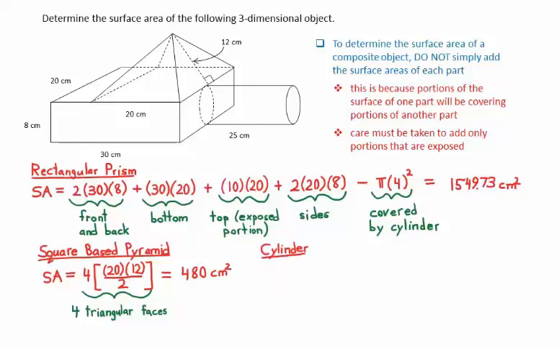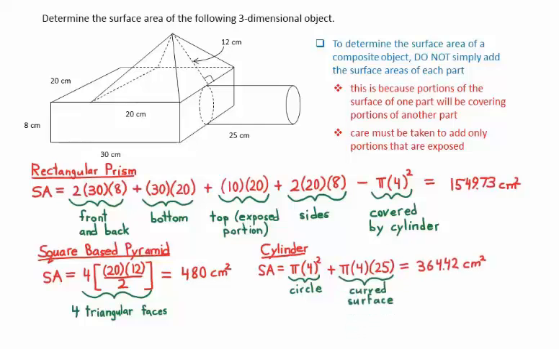Finally, the cylinder. We have a surface area of pi times the radius squared for the exposed circle, plus pi times the radius times the height. This corresponds to the curved surface of the cylinder. This gives a result of 364.42 centimeters squared. The overall surface area then can be the sum of all of these exposed surfaces, giving a result of 2,394 centimeters squared.